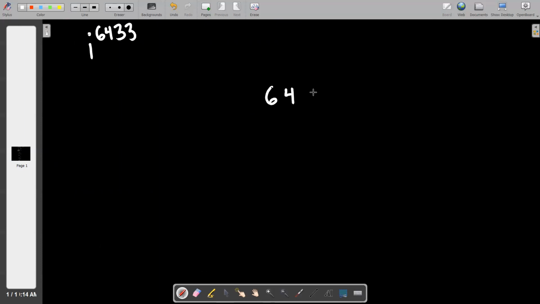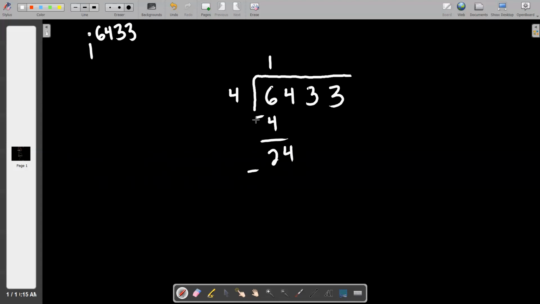Your friends in my third hour class are super sharp on this because we've been doing algebraic long division. So we're going to take the power of i, 6433, and old school divide it by 4. How many times does 4 go into 6? 1 times 4, 6 minus 4, drop the 4. 4 goes into 24 6 times, 4 times 6 is 24, subtract, you get 0, drop the 3.